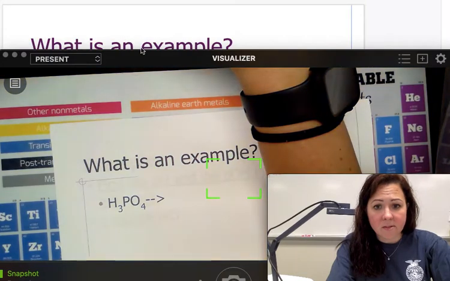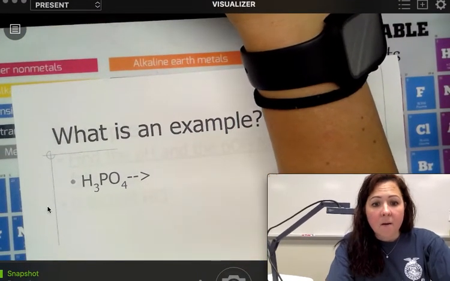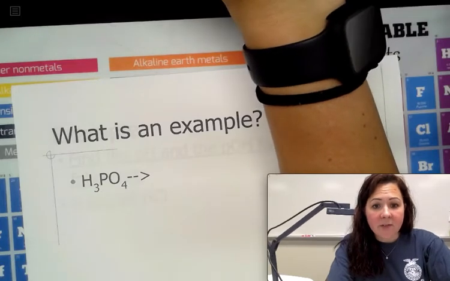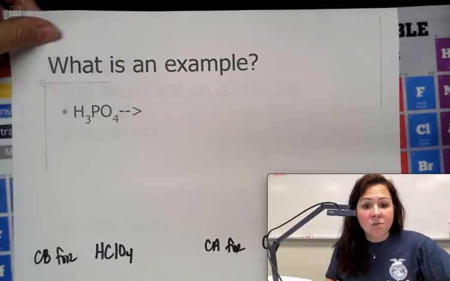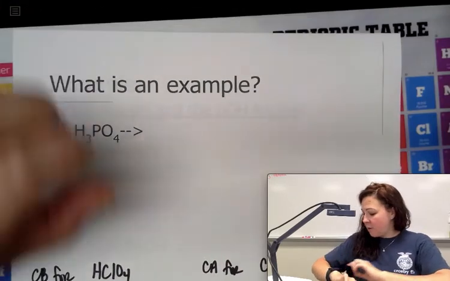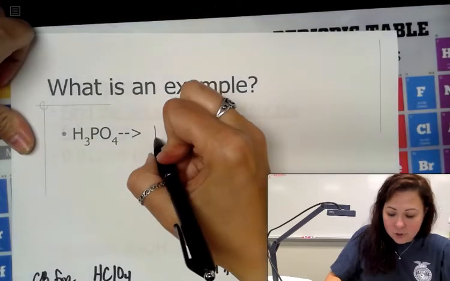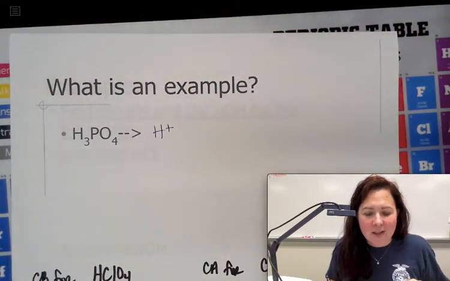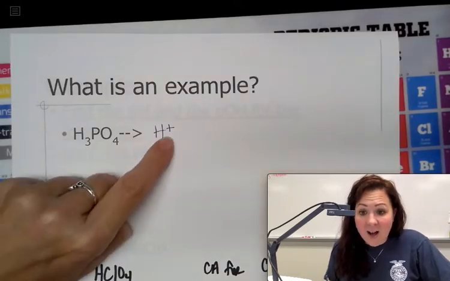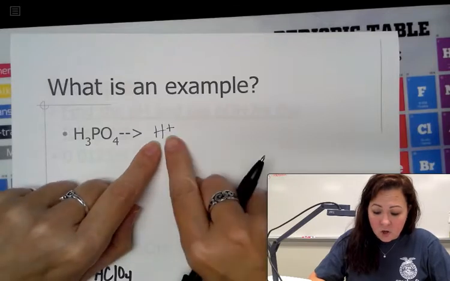My document camera is not set up. There we go. So we're going to show how we can get rid of each of the hydrogens one step at a time. If we have something like H3PO4, we can show that we're going to get rid of our one hydrogen ion, not atom, sorry. As we get rid of our one hydrogen ion, we're going to show what else is left.